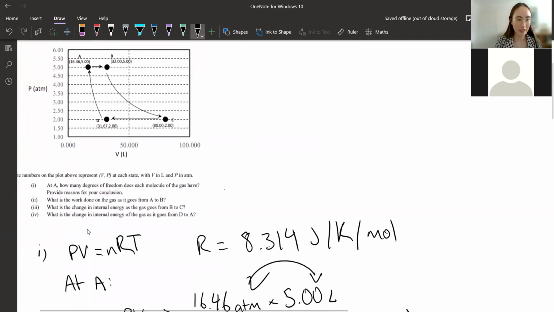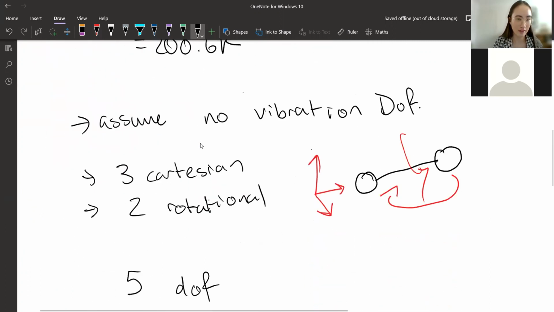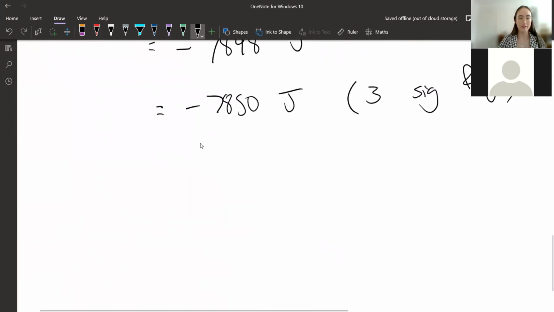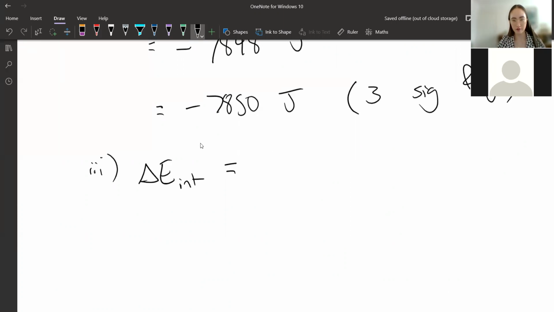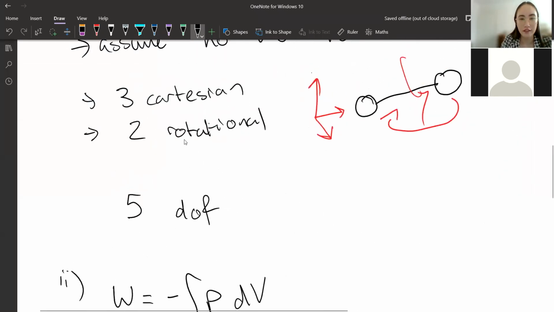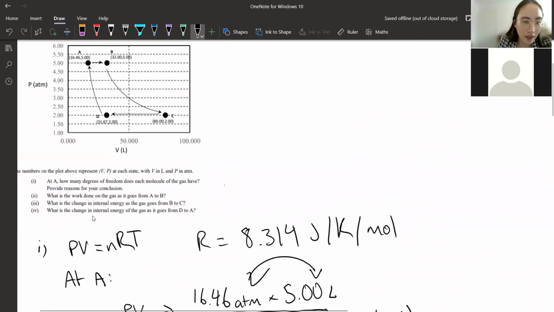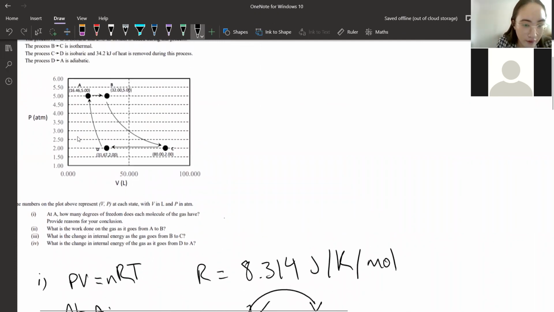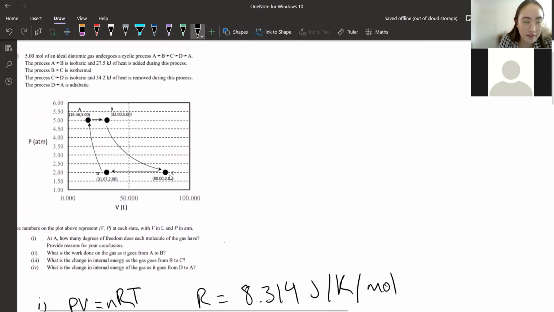And then part 3, what is the change in internal energy as the gas goes from B to C? Okay, internal energy. Internal energy is delta E int, and it is equal to Q plus W. So we'll keep that in mind. And then the change in internal energy from B to C.